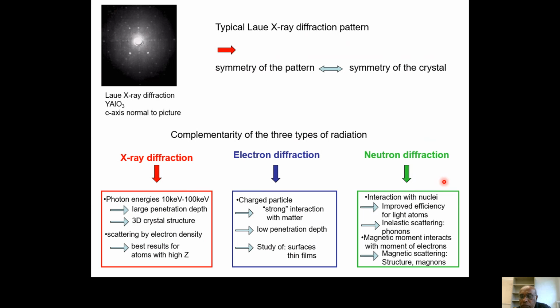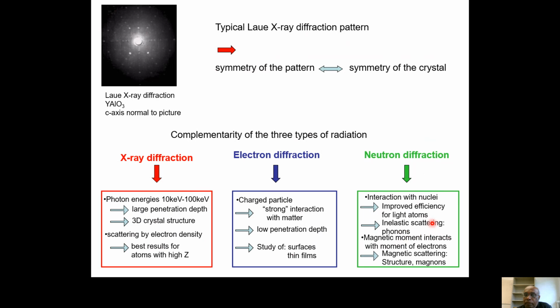Also, they can probe inelastic scattering. Mostly the first two diffraction methods come from elastic scattering, but with neutrons you can study features coming from inelastic scattering, things like phonons, the lattice vibrations, right? Also, since they are neutral particles, they can even interact with the nucleus of the atom, right?